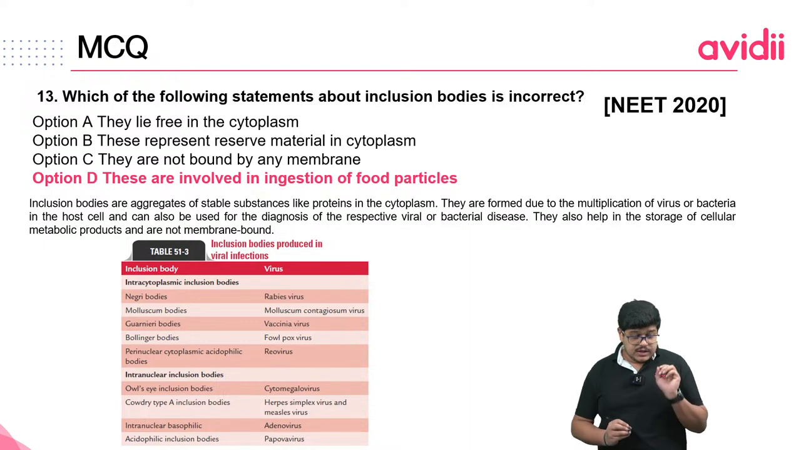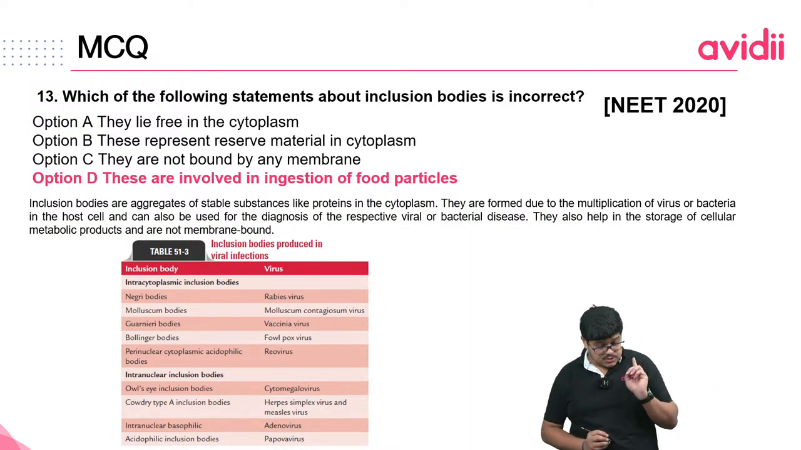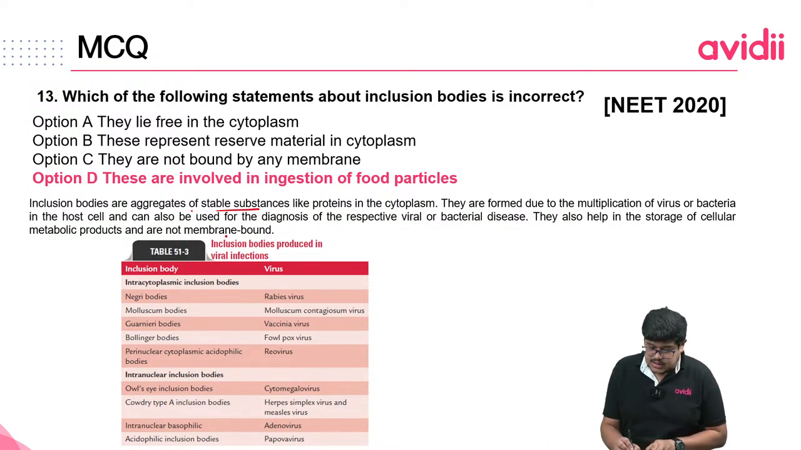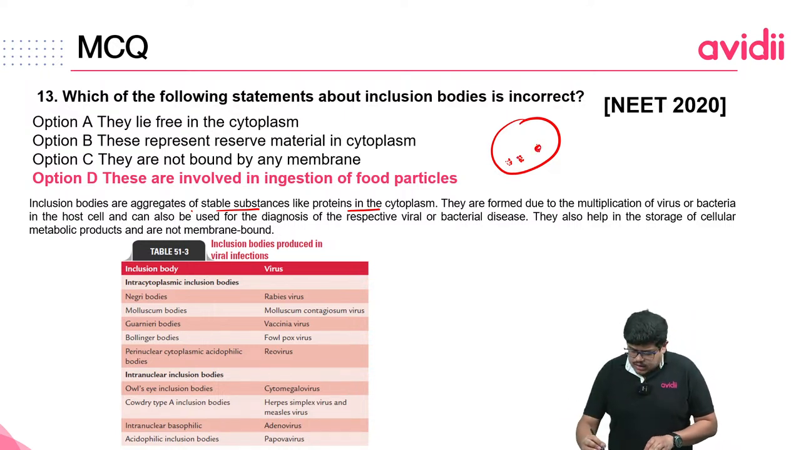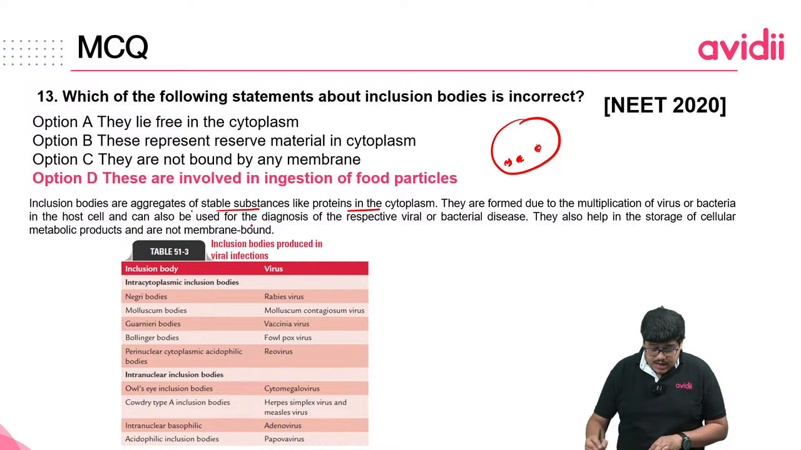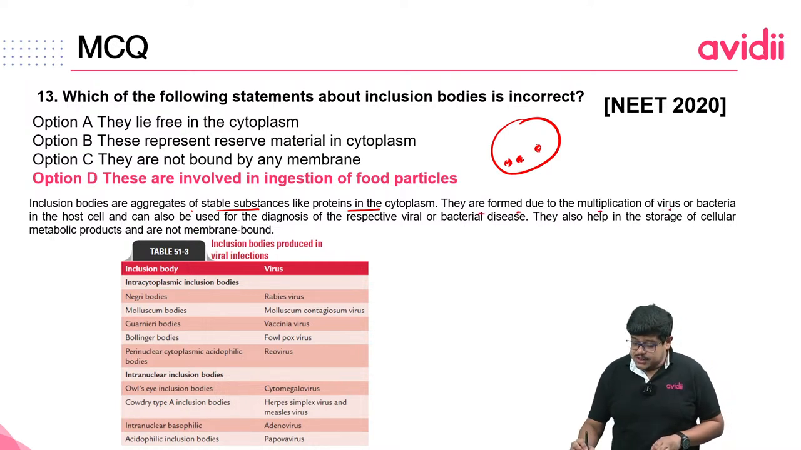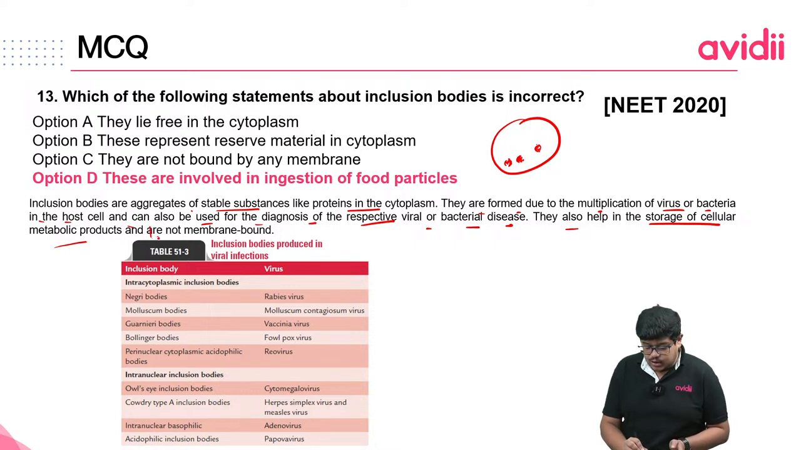Let's see some of the important names of the inclusion bodies. Inclusion bodies are the aggregates of stable substances like proteins in the cytoplasm. For example, they will form like this, inclusion bodies will be present like here. They are formed due to the multiplication of virus or bacteria in the host cell and can also be used as a diagnostic for the respective viral and bacterial disease. They also help in storage of cellular metabolic products and are not membrane bound.